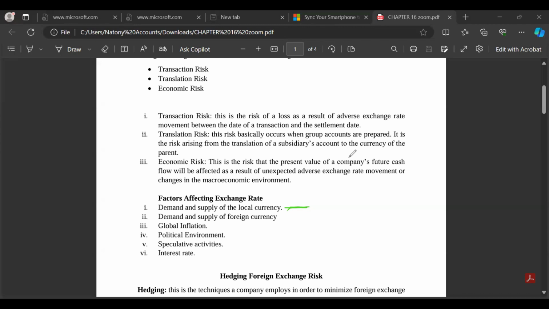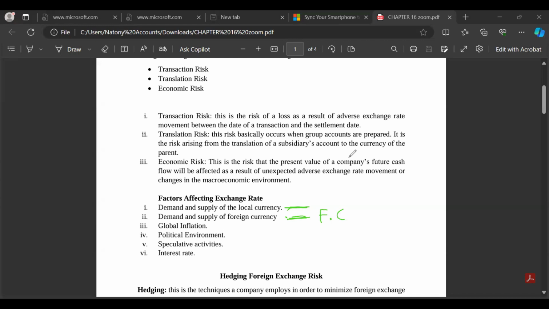The second is the demand for the foreign currency. If the foreign currency is in high demand, and the country needs more of the foreign currency, then it means that the local currency begins to get weakened.